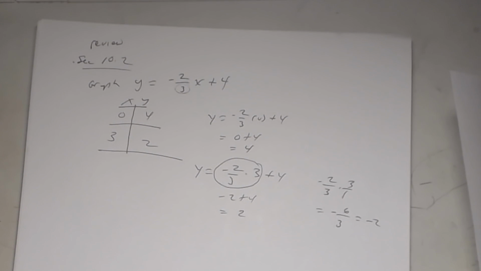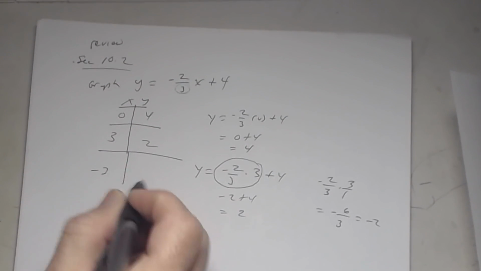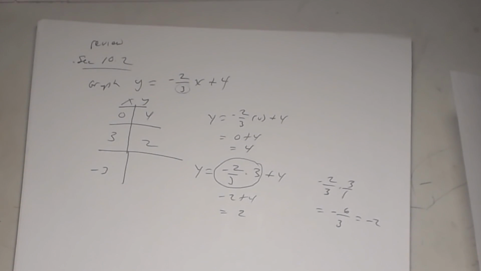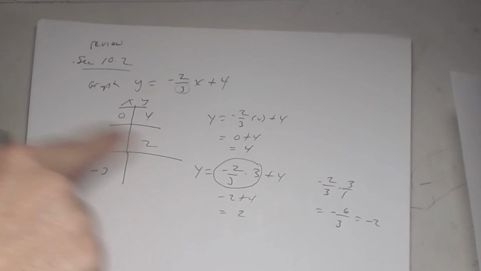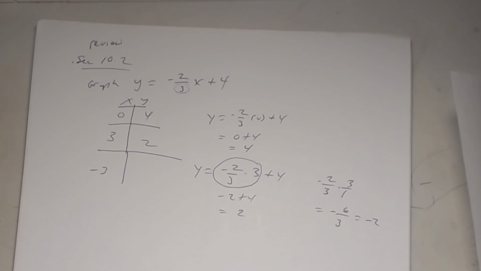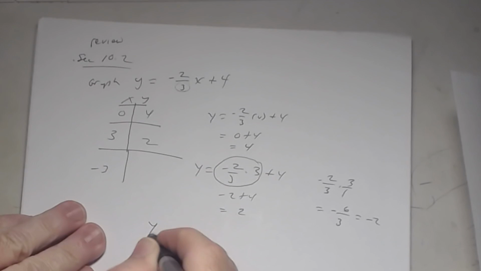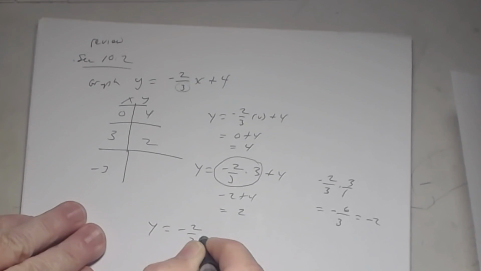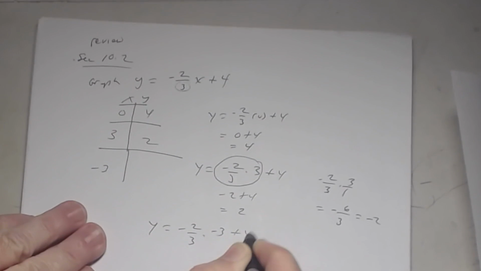Now let's do the other, let's do a negative value for x. So let's choose negative 3 this time. So notice that by being strategic, I don't have any fractions involved at all within my coordinates. And that's why I wanted you to use multiples of the denominator. So for negative 3, you're going to say y equals negative 2/3 times negative 3 plus 4.